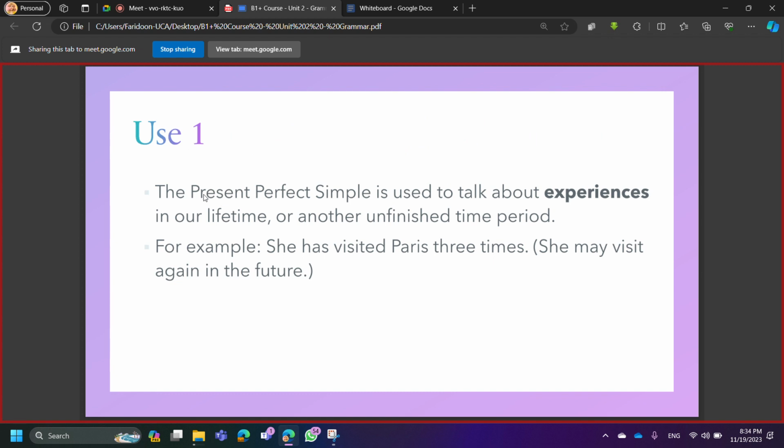So use number 1, the present perfect simple is used to talk about experiences in our lifetime or another unfinished time period. Okay, for instance, she has visited Paris 3 times. She may visit again in the future as well. So that's why we say that it's an experience in your lifetime, and most of the time at least, a not finished time period. Your life is also not done, or her life in this case is not done, so of course she might visit again in the future.